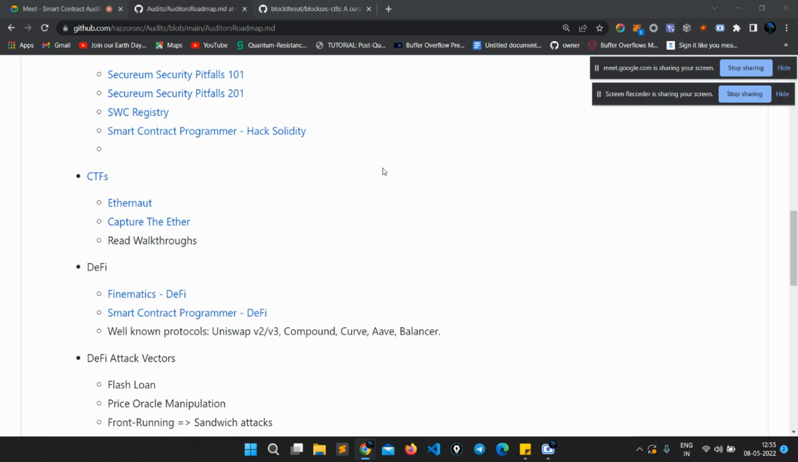So it's not just Solidity. You can actually exploit the finances. For example, you can do market manipulation. Market manipulation is a kind of attack vector in DeFi. With market manipulation, you're actually not attacking the protocol itself.